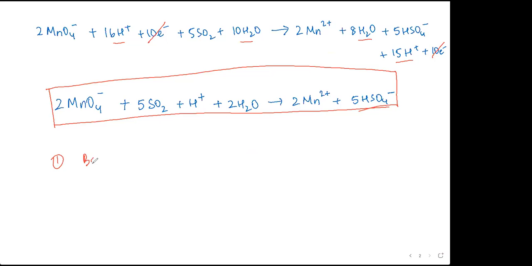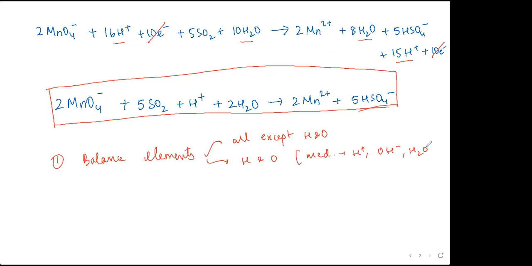So one, balance elements. Balance all except H and O first, then balance hydrogen and oxygen. This depends on your medium, by adding H plus, OH minus, H2O in the right quantities. Once your elements are balanced, then you balance out your charge. This happens by adding your electrons on the correct side.